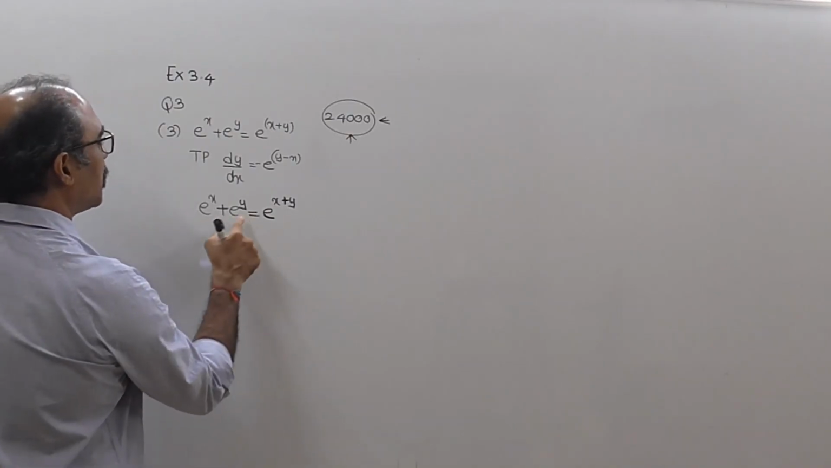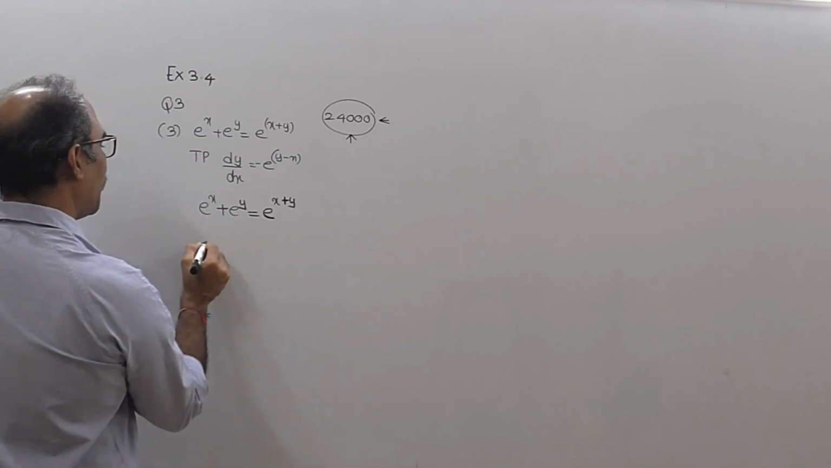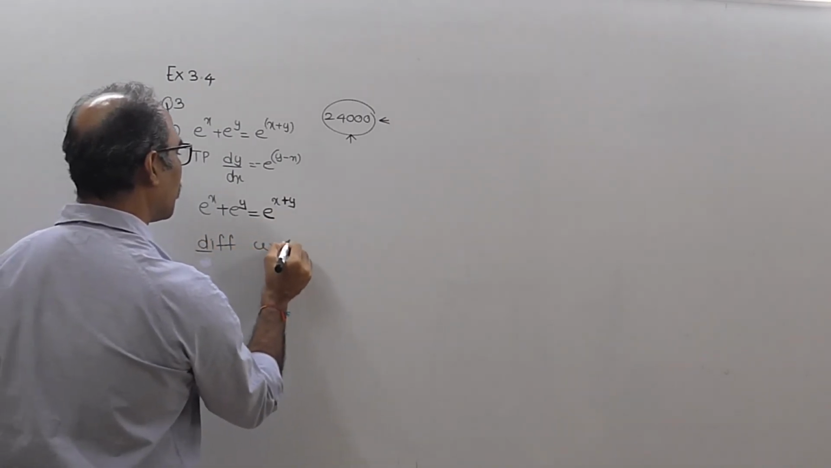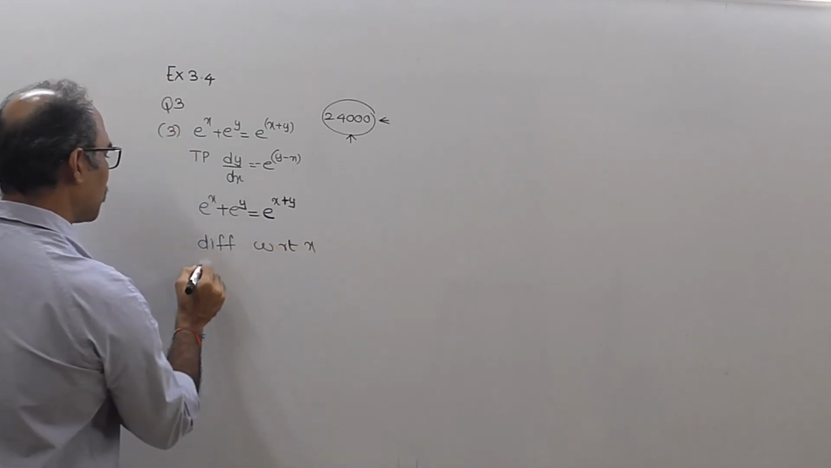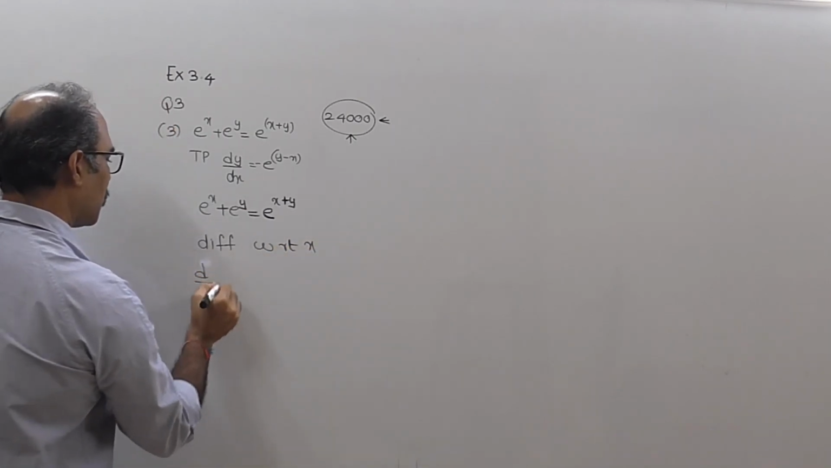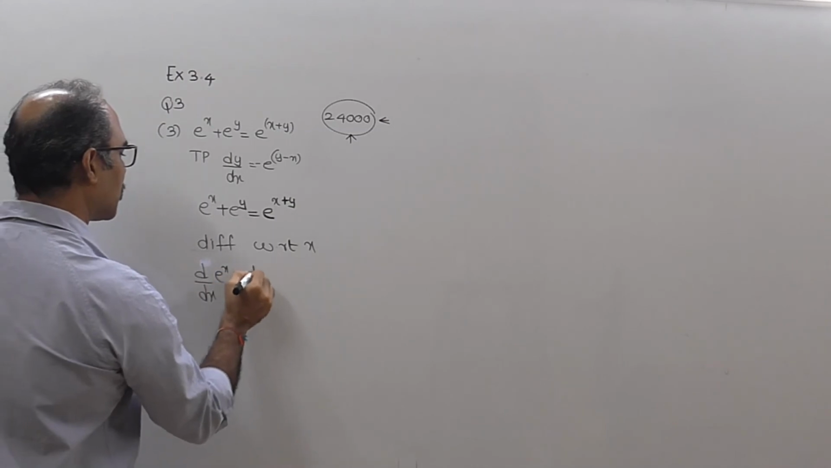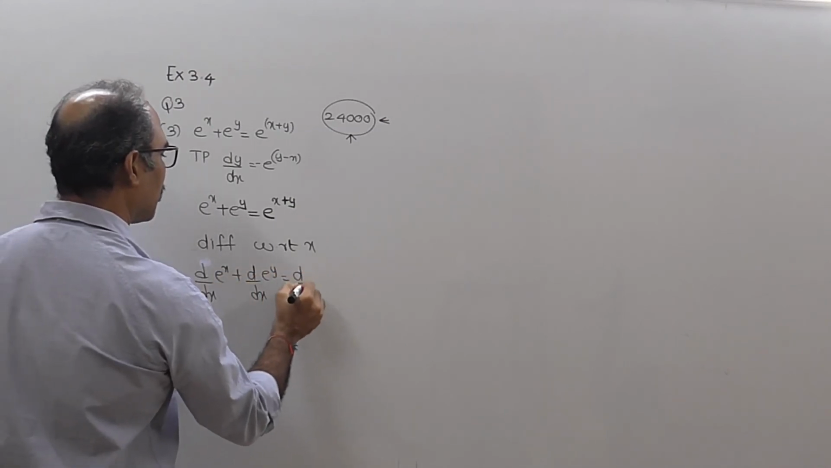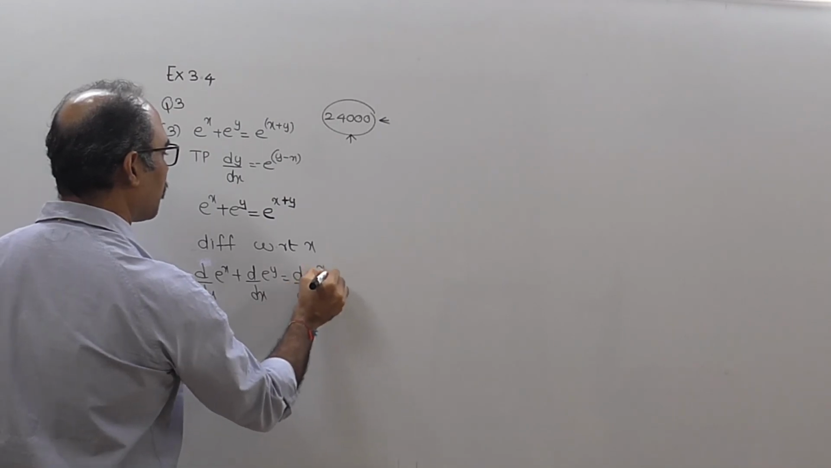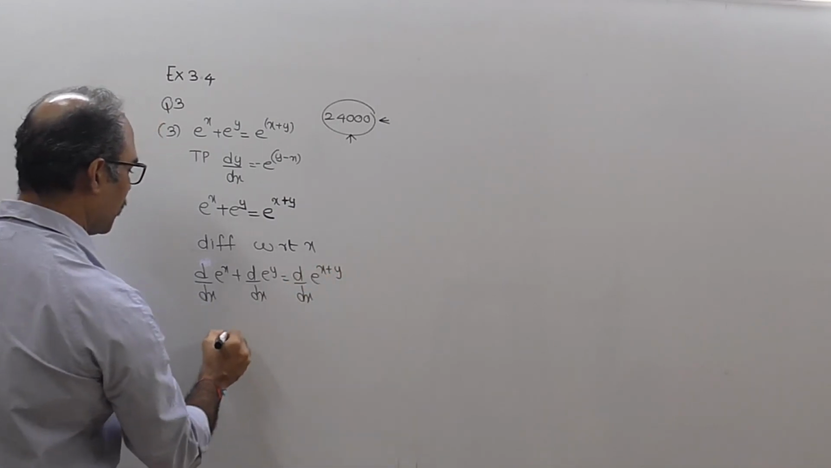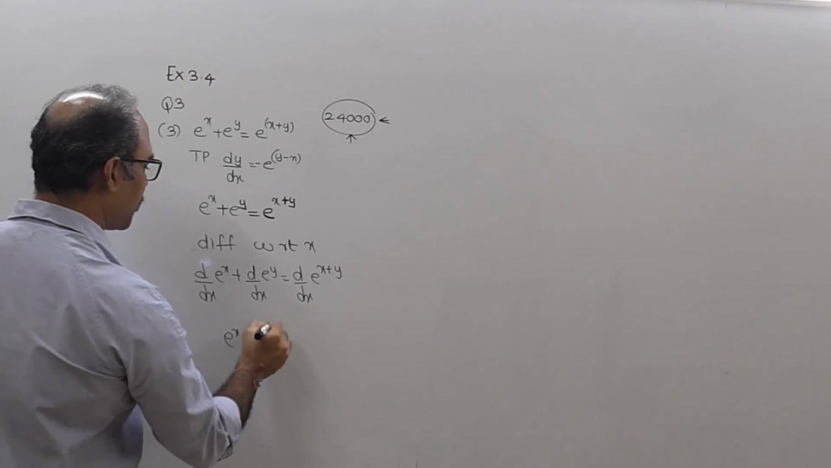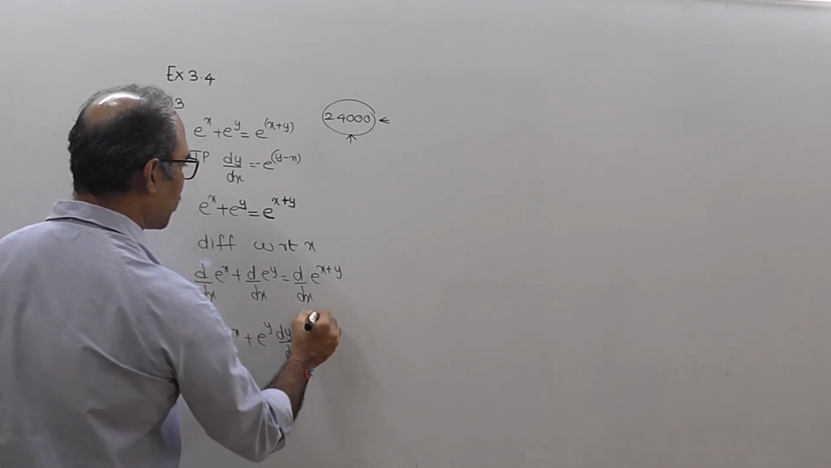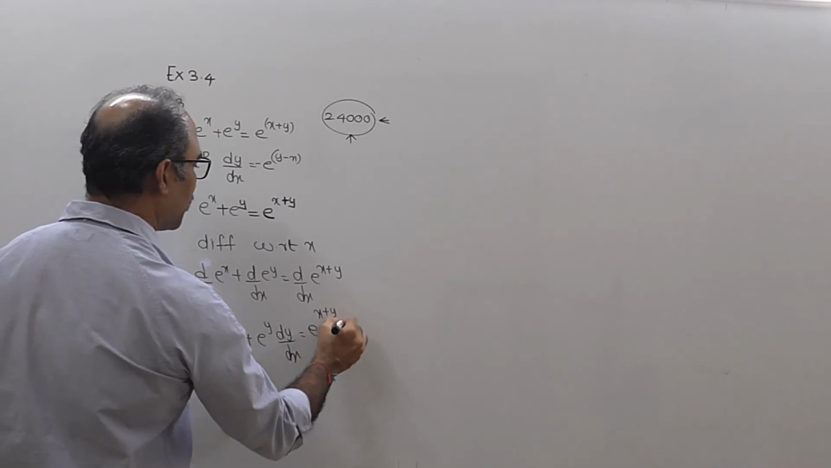So the question is e raised to x plus e raised to y equal to e raised to x plus y. We can differentiate with respect to x. d by dx of e raised to x plus d by dx of e raised to y equal to d by dx of e raised to x plus y. e raised to x derivative is e raised to x, e raised to y derivative is e raised to y dy by dx. This is e raised to x plus y.